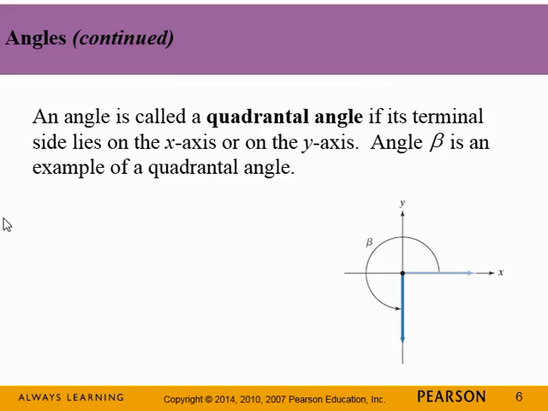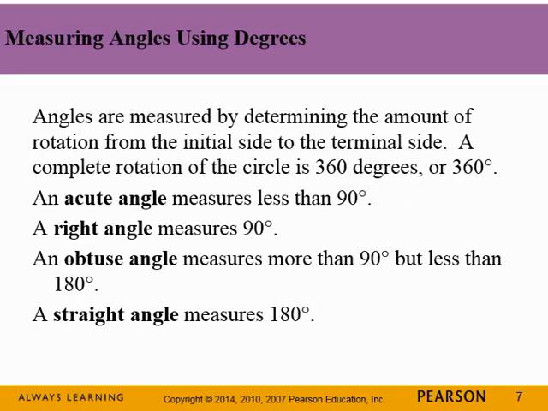An angle is a quadrantal angle if its terminal side lies on the x-axis or on the y-axis. So angle beta is an example of a quadrantal angle. Just a refresher on measuring angles: an acute angle is less than 90, a right angle is 90, an obtuse angle is more than 90 but less than 180, and a straight angle is 180.